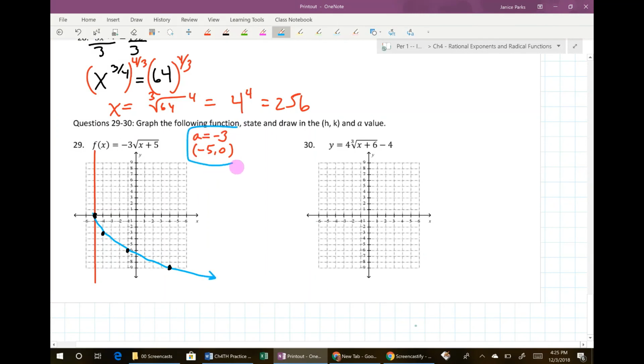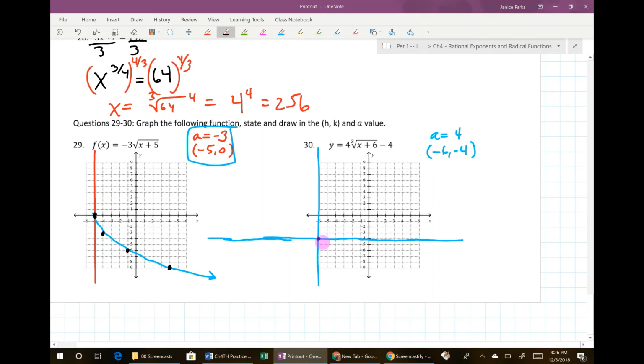For number 30, you have the a value of 4. The hk is negative 6, negative 4. So negative 6, negative 4. Make sure you draw those in. This is a cube root function, so it is going to go right and left. I'll give you a better graph when you take your actual test.